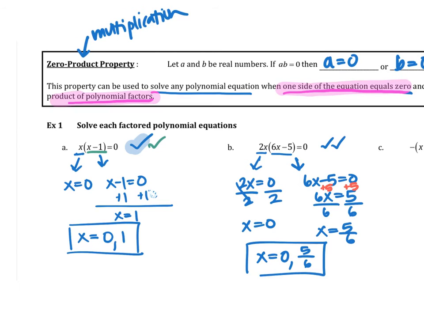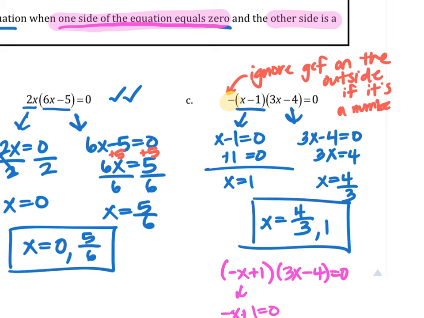So what I want you to do is pause the video and try C really quick. Okay, so for C, we should have gotten x equals 1 and 4/3. Now I do want to note, there is a GCF of -1 out front. If it's a GCF that's a number, so very important piece, if it's a number, we're going to ignore it.